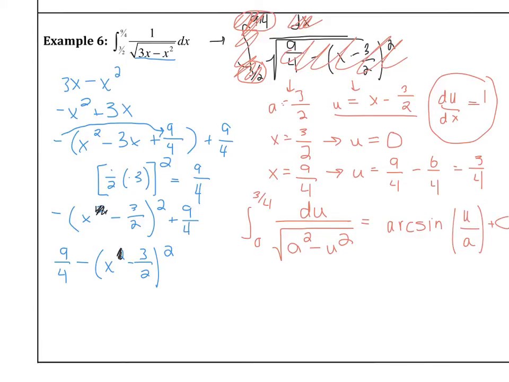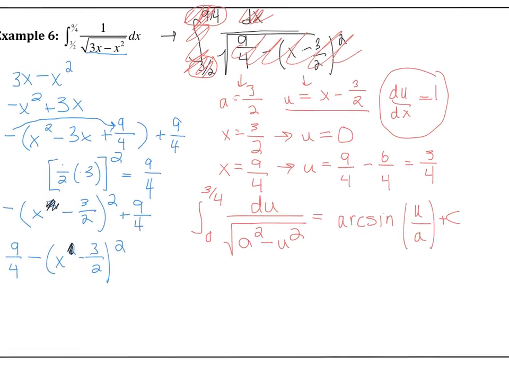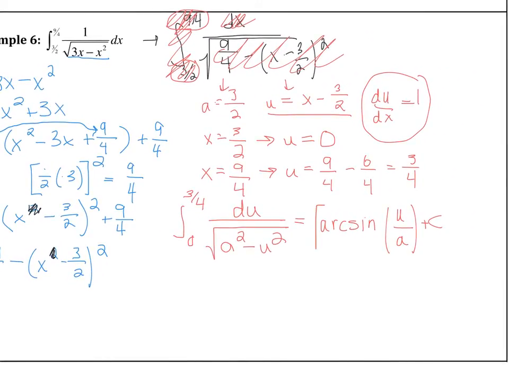Let me see if I have any room over here. Oh yeah, okay. Right, so evaluated from u equals 0 to u equals 3/4. And I will back substitute for a because it's a constant, but I'm not going to do it for u. And u has a bunch of fractions, right? So this will be the arcsine of u over, let's see, a was 3/2. So instead of divided by 3/2, let's do times 2/3. And we don't need the c because it's a definite integral, right? So evaluated from 0 to 3/4.